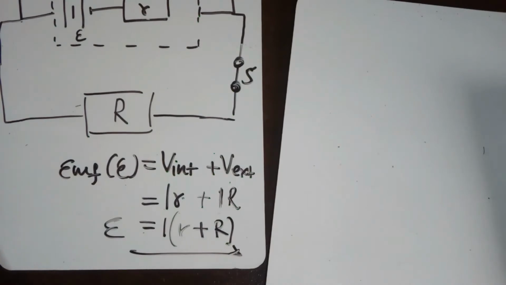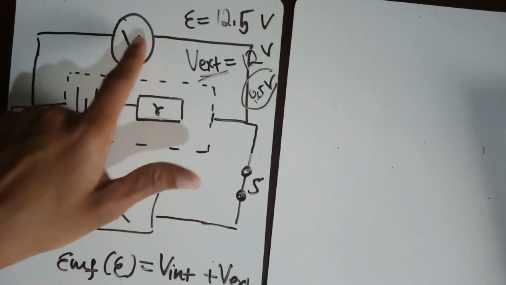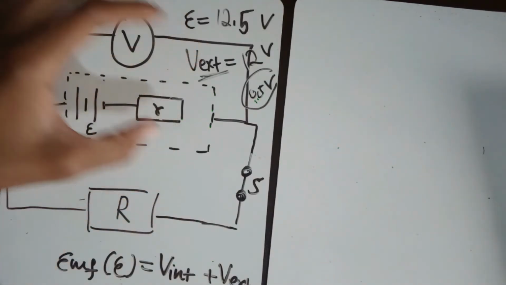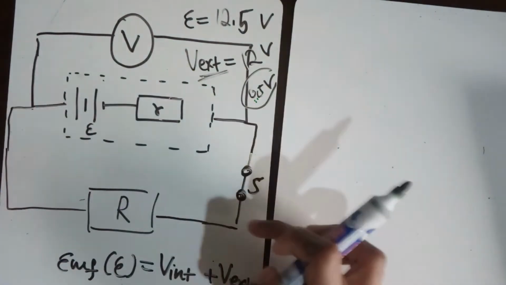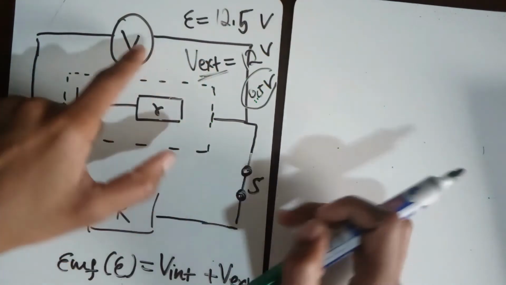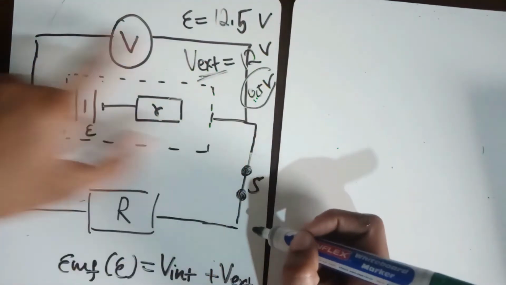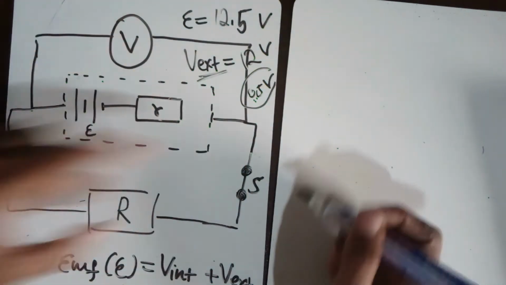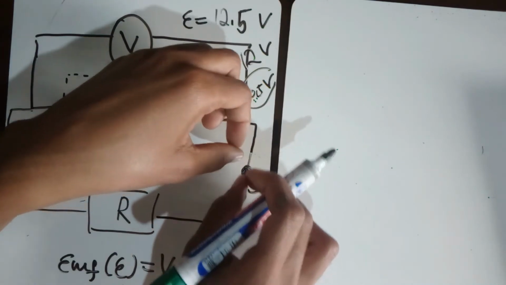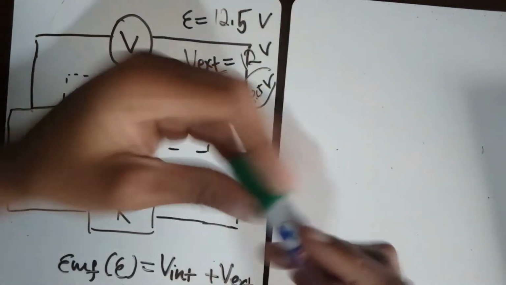Okay, so I'm hoping whatever I've just explained is making sense. So that EMF is the value that you would get on your voltmeter if the battery was not connected to the external circuit. V external is the value that you get on your voltmeter when this is actually a closed circuit, meaning there's current flowing in your circuit. In the first case, current is not flowing because the switch was open. Okay, so now let us reinforce what we have learned by taking a question.